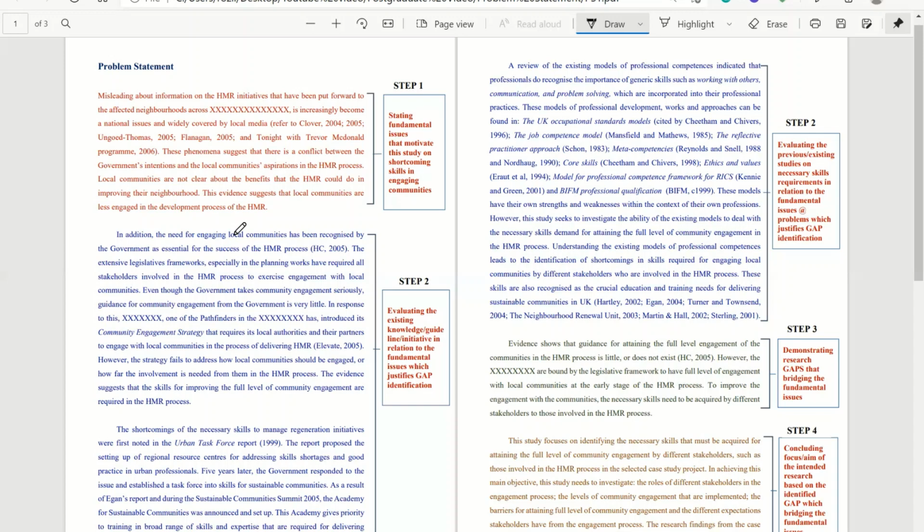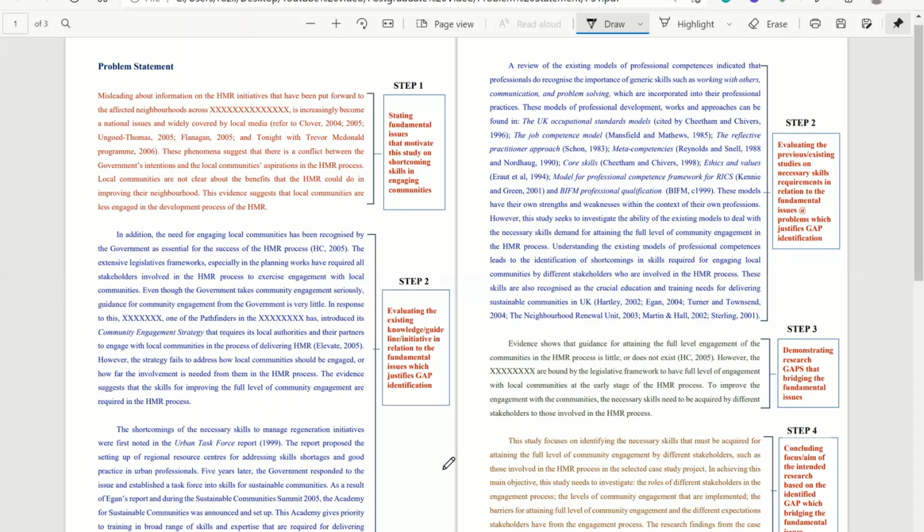So this study has the motivation that leads to further investigation of issues related to the community being less engaged in the development process of the project imposed on the neighborhood of the community. So we go to the second paragraph.